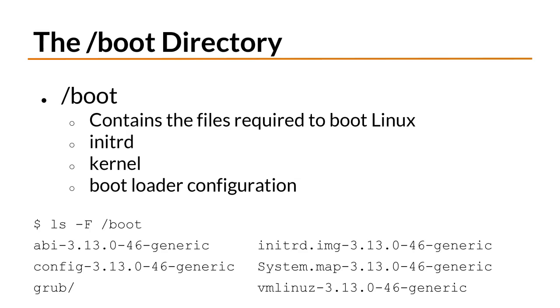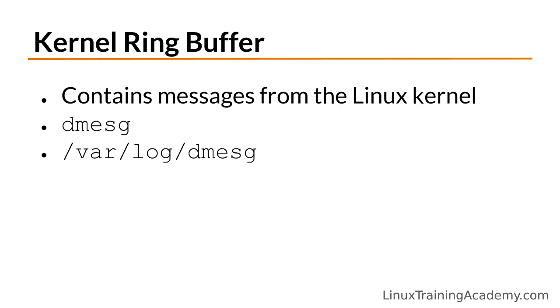The Linux kernel, the initial RAM disk, and other files needed to boot the operating system are stored in /boot. Here's a listing of the /boot directory for an Ubuntu system. The kernel is typically named vmlinux or vmlinuz. If the kernel is compressed, its name ends in z. In this example, the kernel is vmlinuz-3.13.0-46-generic. The initial RAM disk in this example is initrd.img-3.13.0-46-generic.